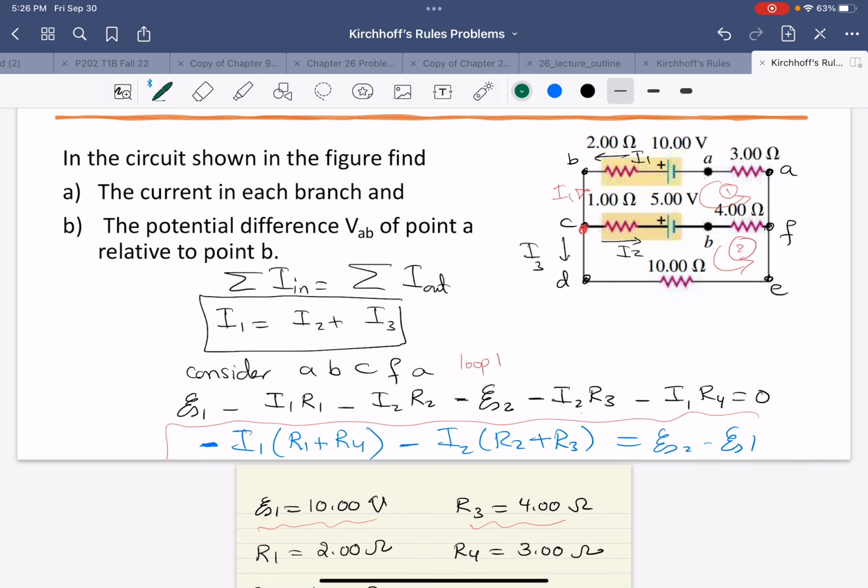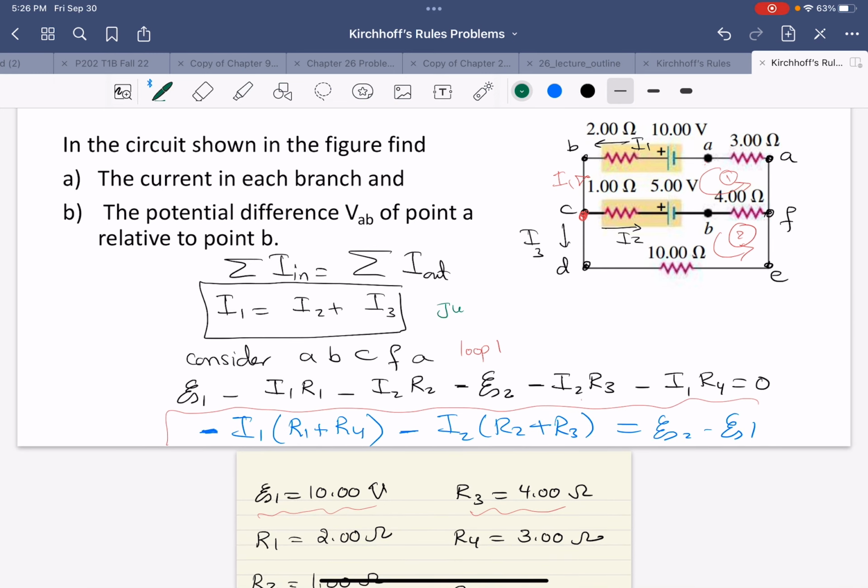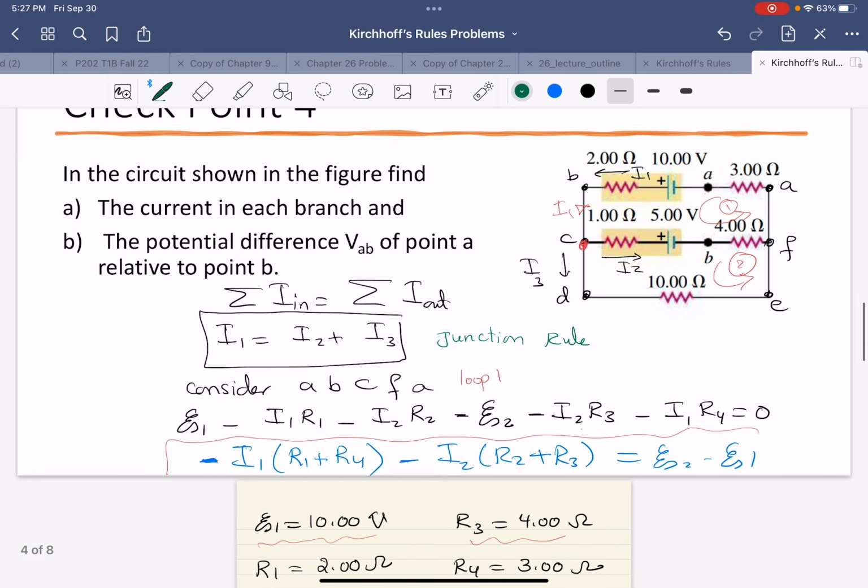The first one is called the junction rule. Whenever I have a junction, like in here, I1 is entering the junction, and I2 and I3 are leaving the junction, and therefore I1 equals I2 plus I3.